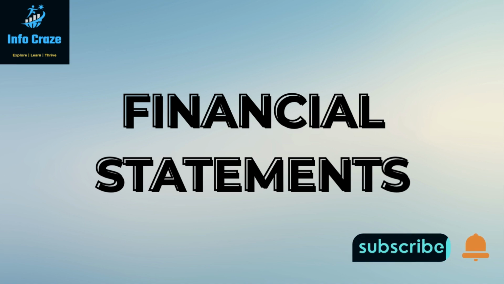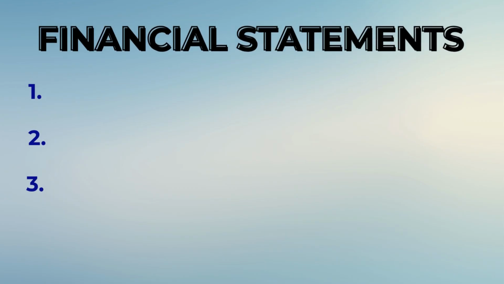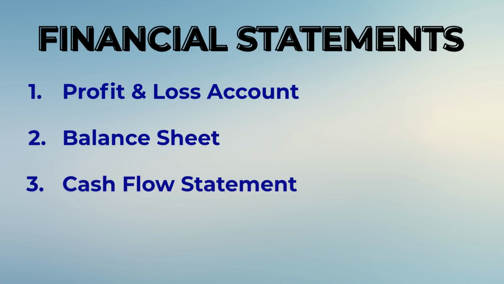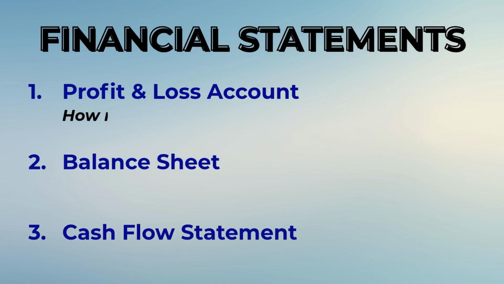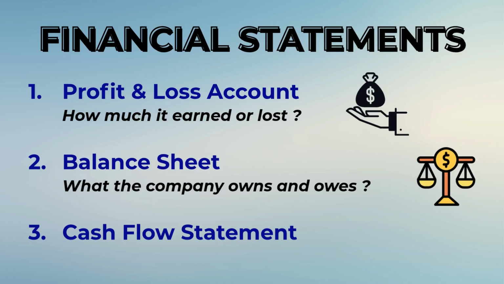Now, let's get started. As we know, for any company, the three financial statements that matter the most are profit and loss account, balance sheet, and the cash flow statement. Profit and loss account shows how much it earned or lost. Balance sheet is a snapshot showing what the company owns and owes. Cash flow statement gives a picture of how cash actually moved.